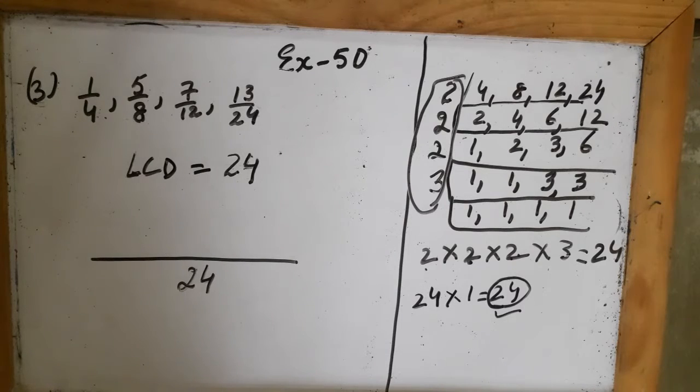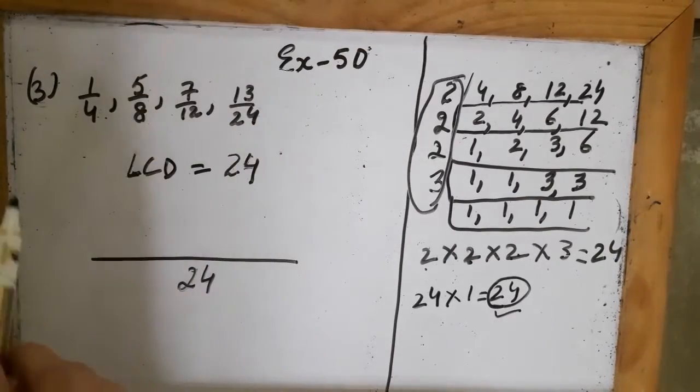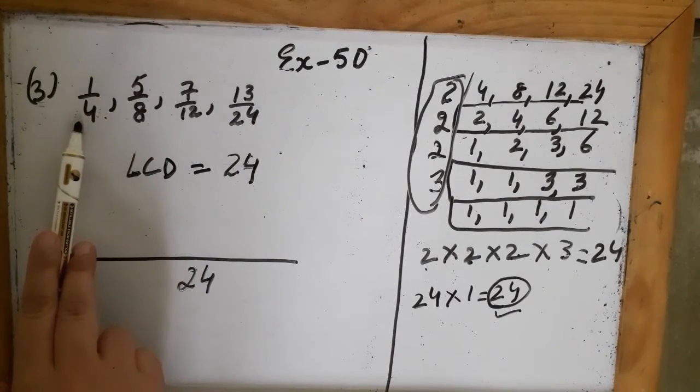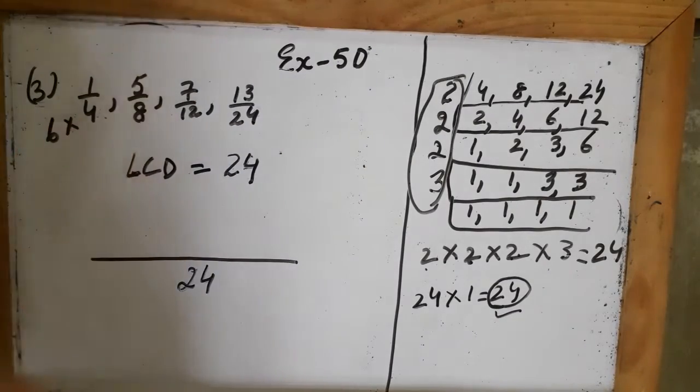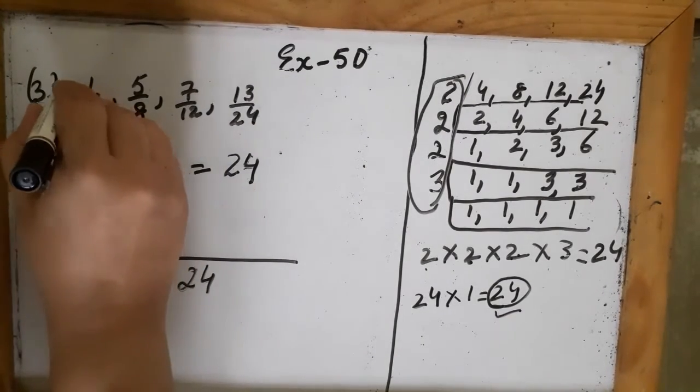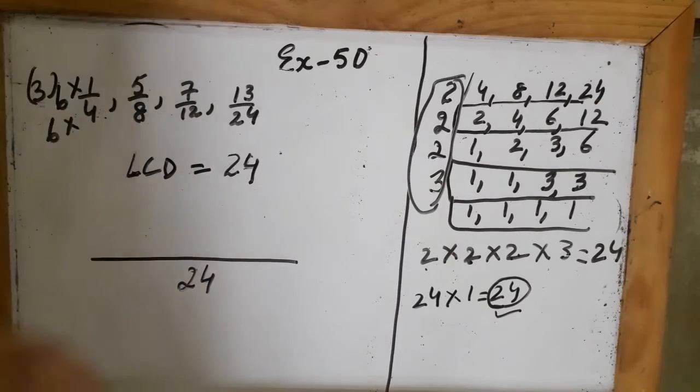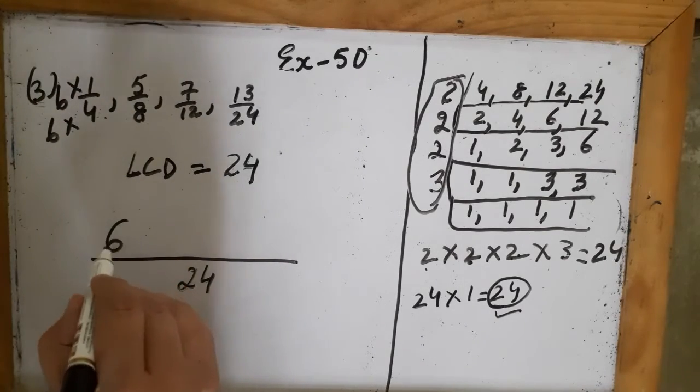And how do we get equivalent fractions? By multiplying the denominator and the numerator with the same number. Now let's see how this denominator has become 24. 4 sixes are 24, which means the numerator also I'll multiply with 6. So 1 six is 6.